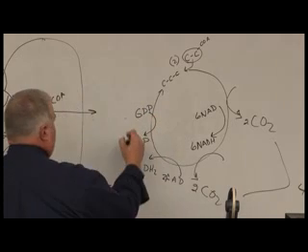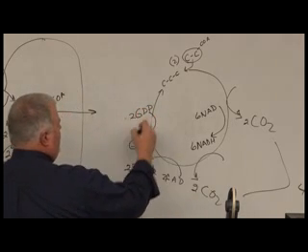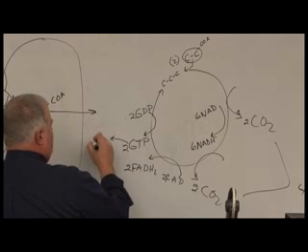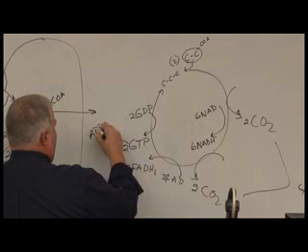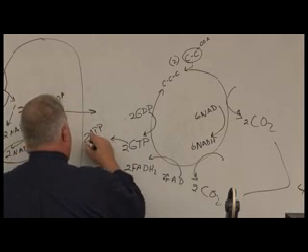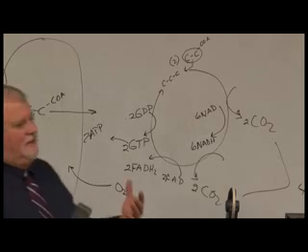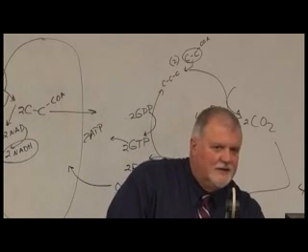So we're going to need 2 GDPs. We're going to make 2 GTPs. Then what we're going to quickly do is convert the GTP to ATP. So like I said, how technical we like it.